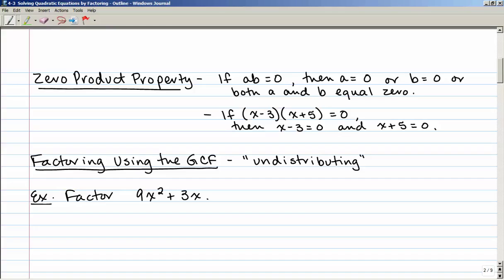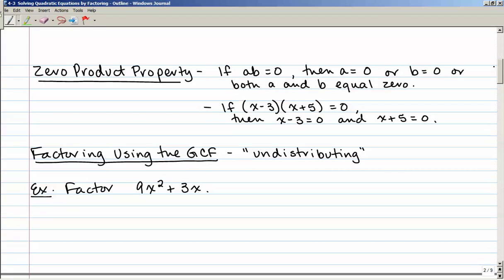So let's review a whole bunch of factoring techniques and different ways you can factor polynomials. The first one, and probably the easiest, is factoring using the greatest common factor. And that's basically the distributive property backwards. We're going to undistribute. So given 9x squared plus 3x, we need to ask ourselves what is the biggest value that goes into both of those terms. In other words, look at the coefficients. What's the biggest number that goes into both 9 and 3?